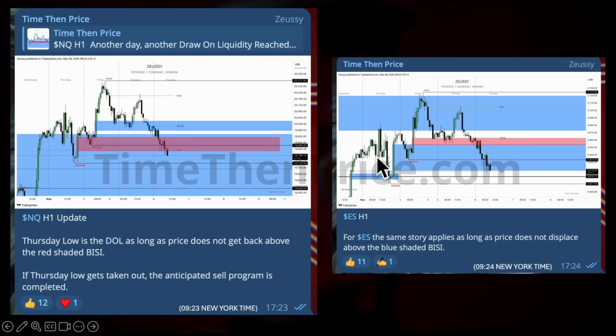Notice that for ES, the exact same story was in play, where I was monitoring direction to this large imbalance right here, and as long as ES would not displace above that, I would anticipate ES to draw towards the Thursday low. In a bit, you will, however, see that something interesting occurred here from an intermarket relationship perspective, which signaled to me that we would likely see the buy side of the curve unfold soon.